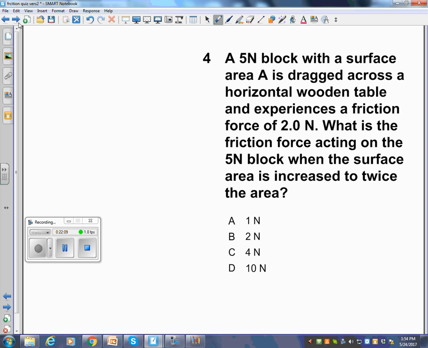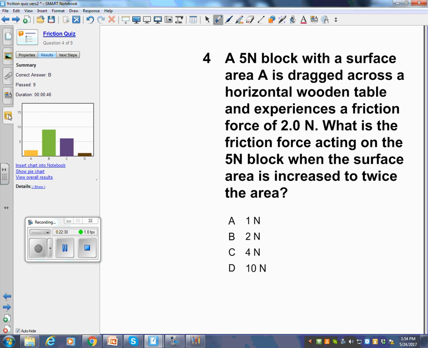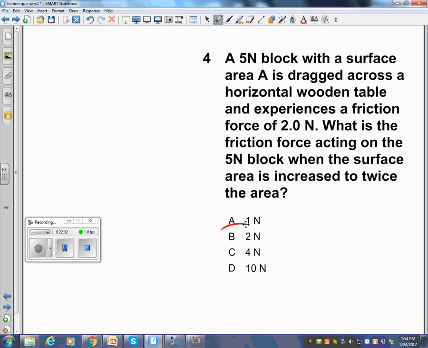A 5 Newton block, that means the weight is 5 newtons, with a surface area A is dragged across a horizontal wooden table and experiences a friction force of 2 newtons. What is the friction force acting on the 5 Newton block when the surface area is increased to twice? You increase the area, what happens to the friction force? I think I went through this already today. The answer is B, it stays the same.